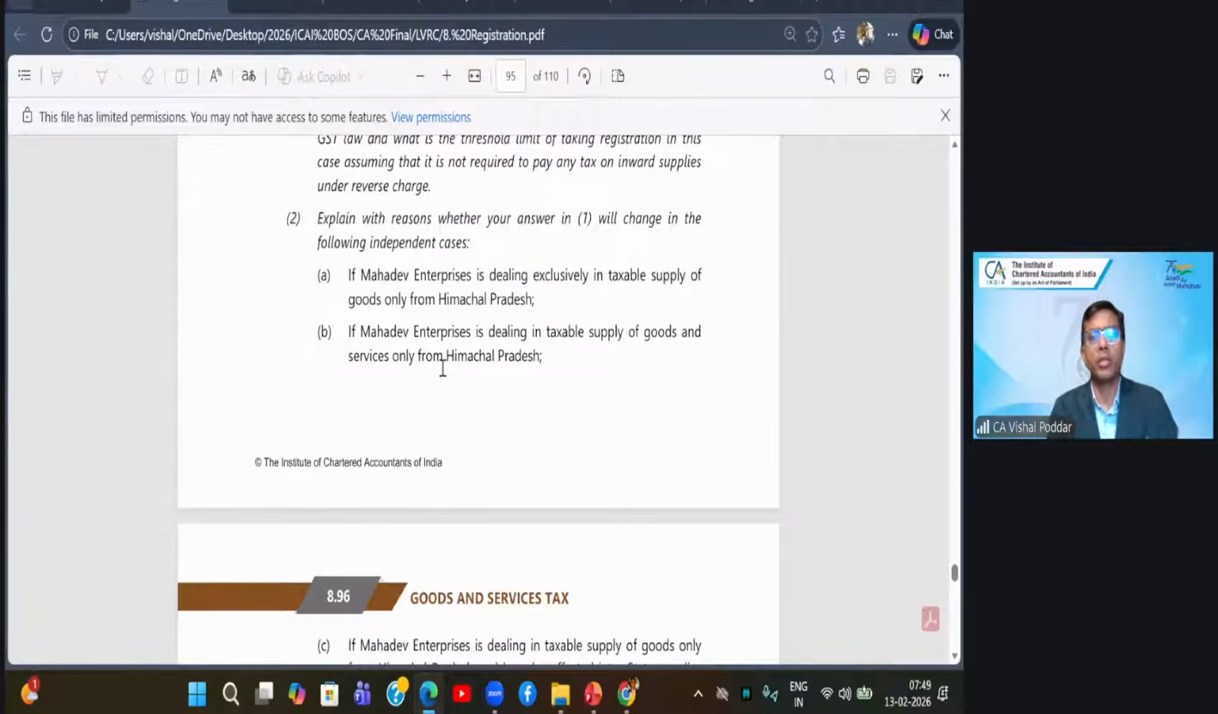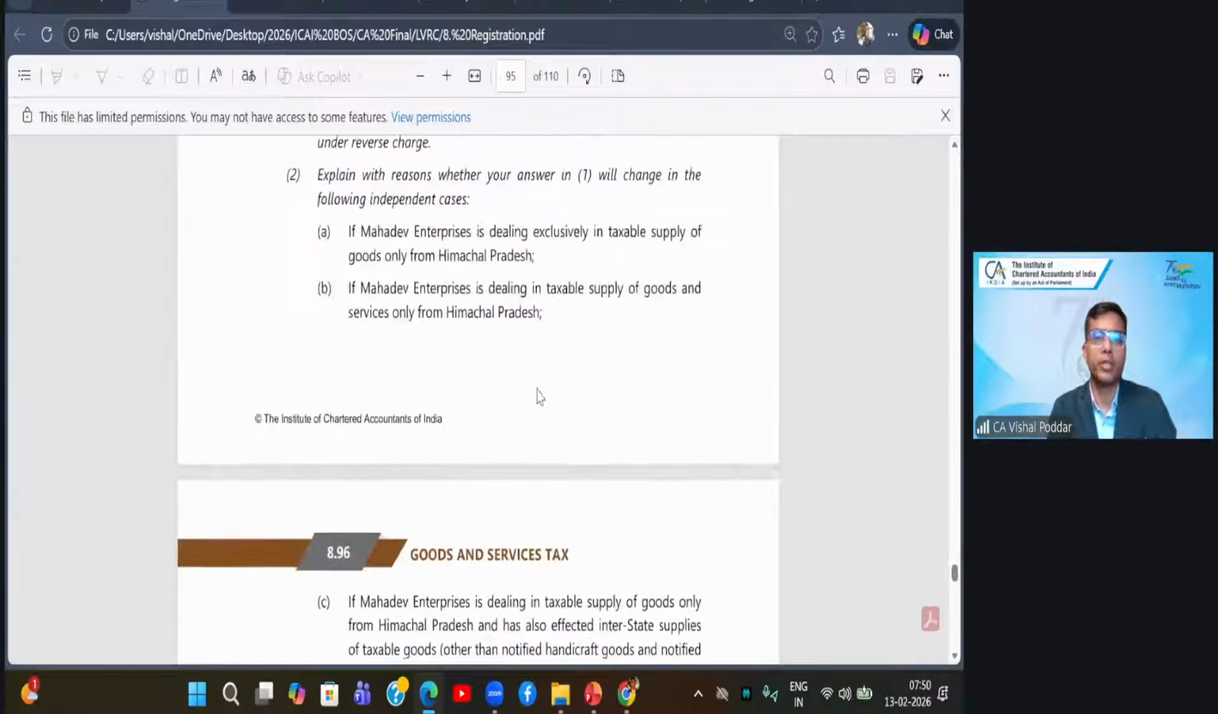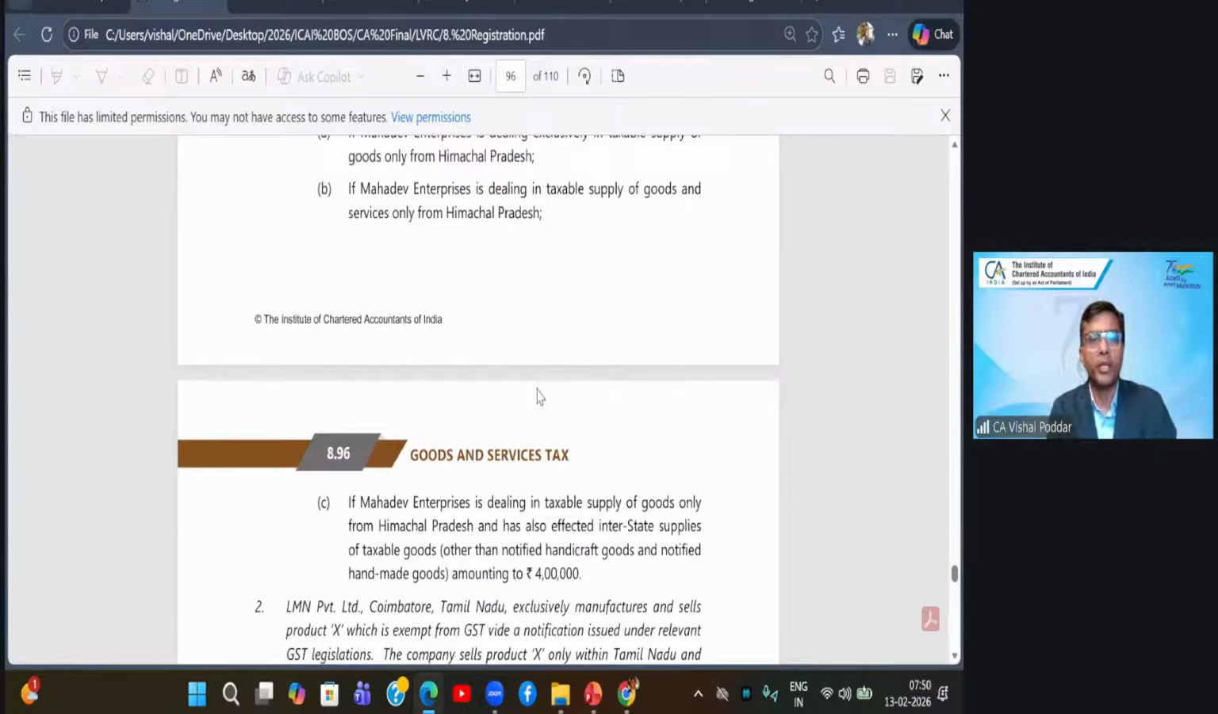The registration is applicable again for two states, which is Himachal and Tripura, not for Uttarakhand, because Uttarakhand is having exempt supply. So the answer in B will not change. It will still be the same as we had in main question 1.